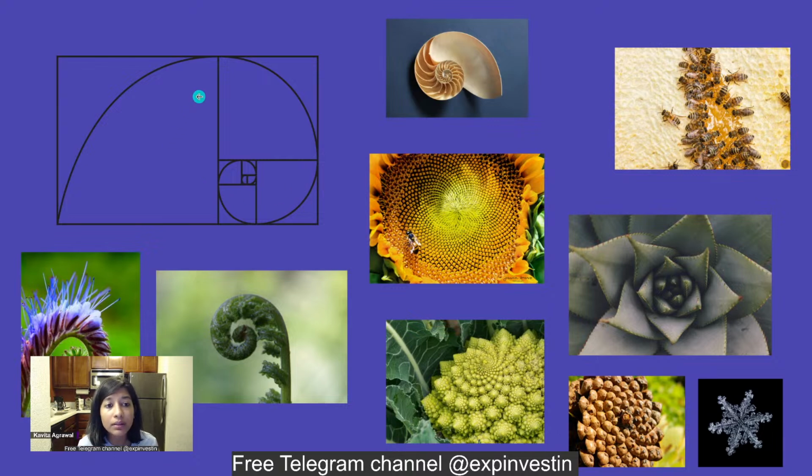Similarly, the bigger you want to expand the pattern, it can infinitely keep on expanding, because every time the next curve and the next quadrant will be exactly 1.618 times the previous one. You can see here clearly this big quadrant is 1.618 times the smaller one.